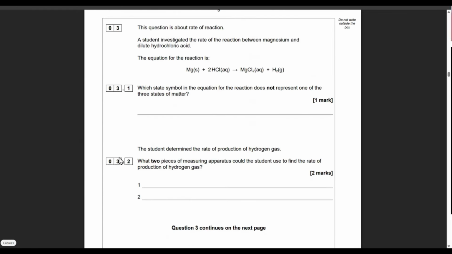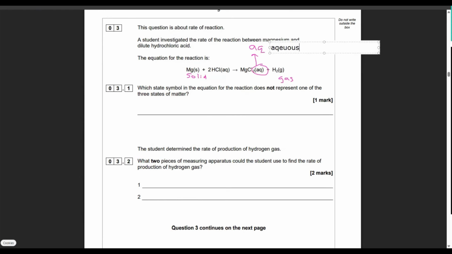Lovely jubbly. Okay, we're on to question 3. This question is about the rate of reaction. A student investigated the rate of reaction between magnesium and dilute hydrochloric acid. The equation is Mg(s) + 2HCl(aq) → MgCl2(aq) + H2(g). Which state symbol in the equation for the reaction does not represent the 3 states of matter? Now you know what the 3 states of matter are. Pause the video, have a go.